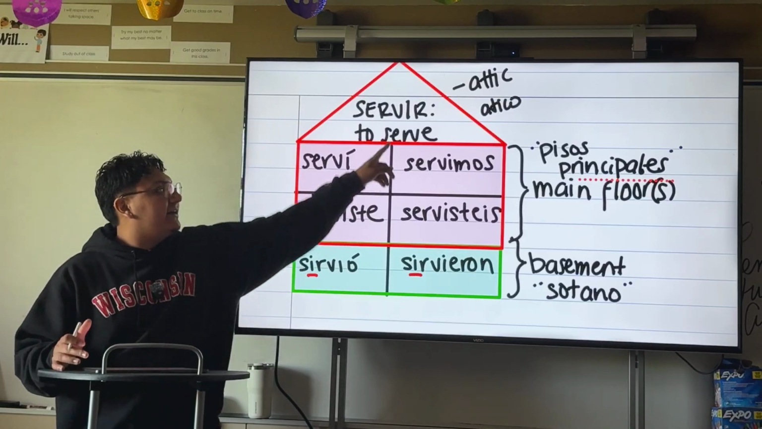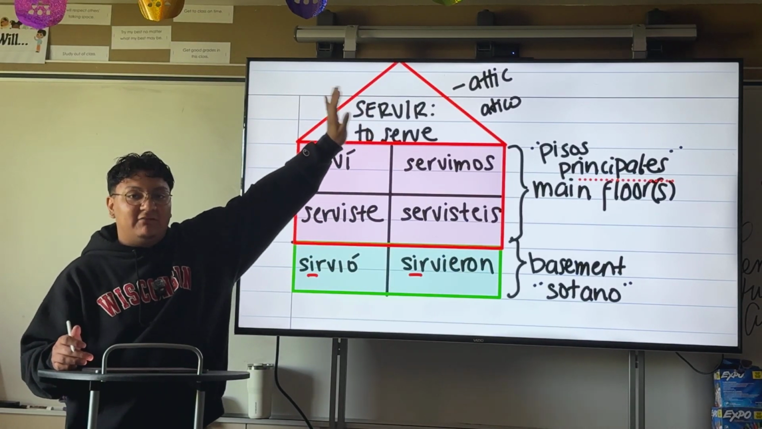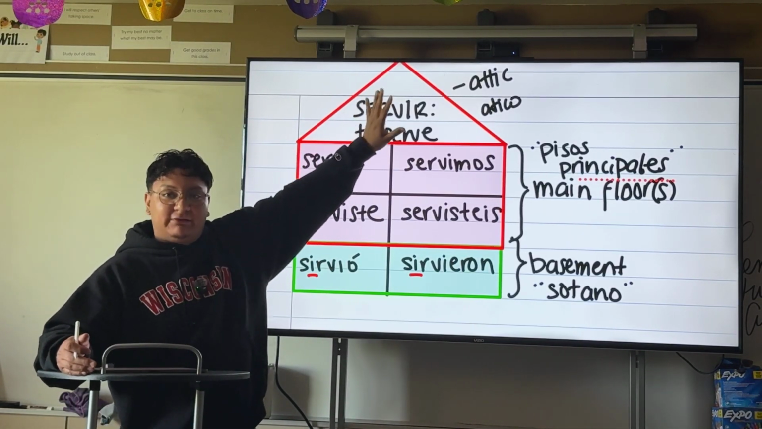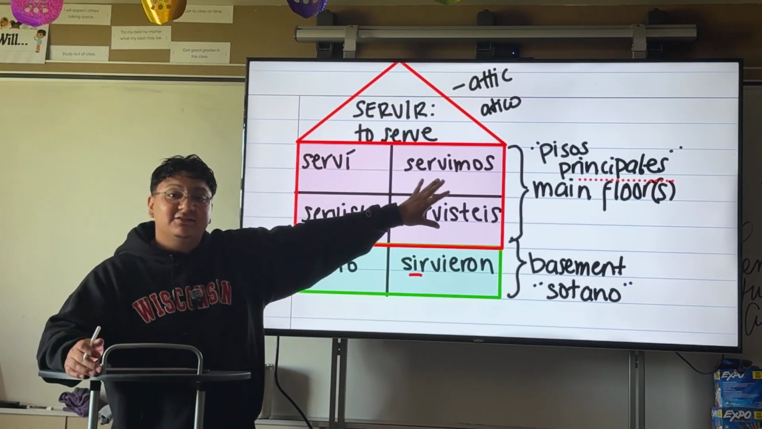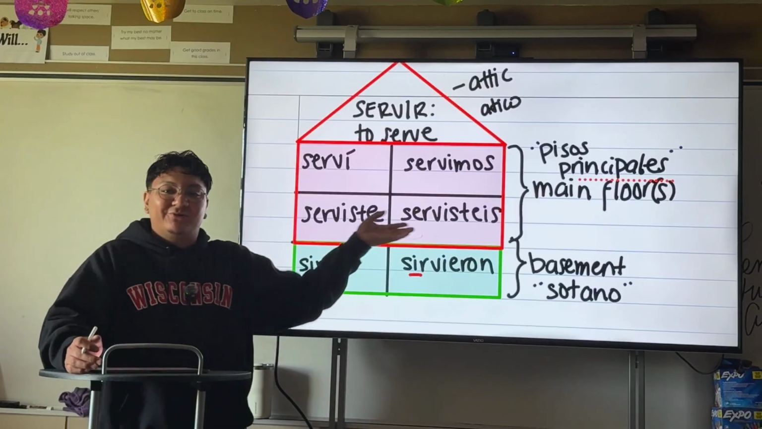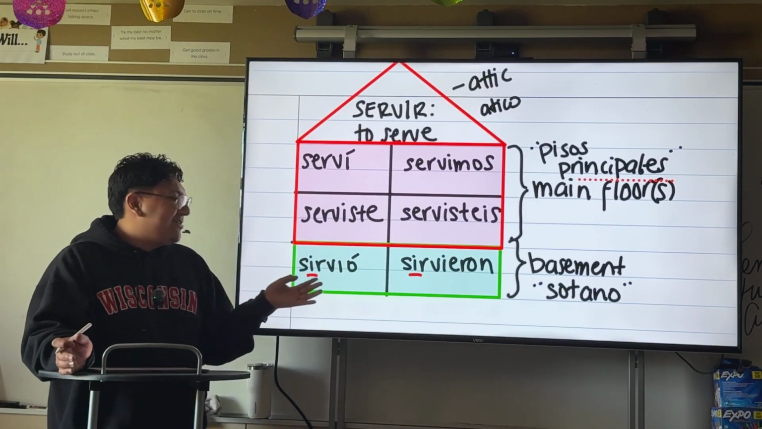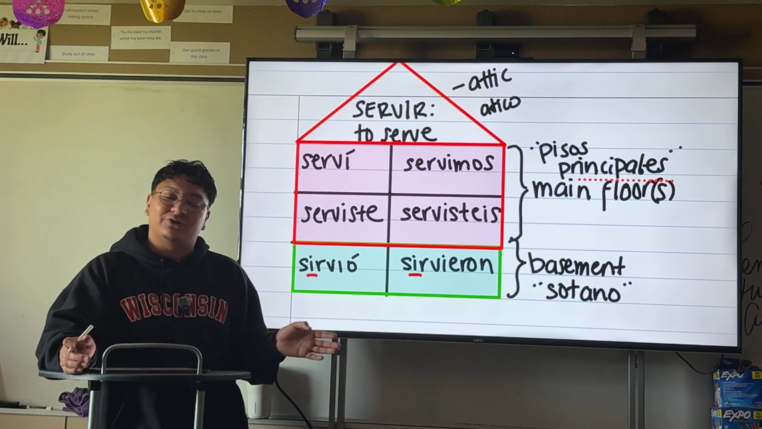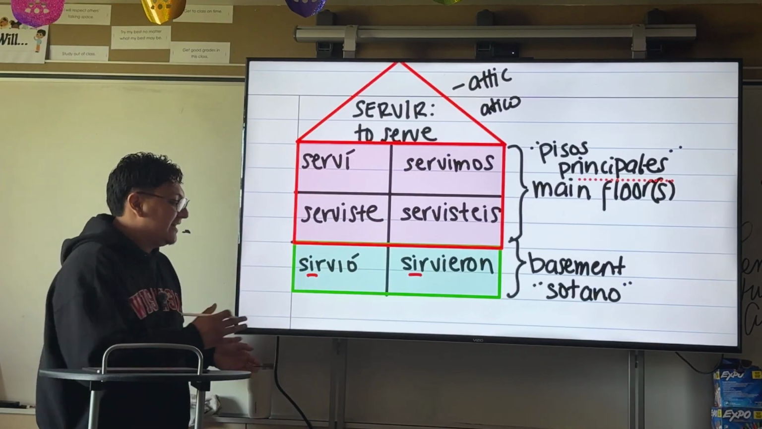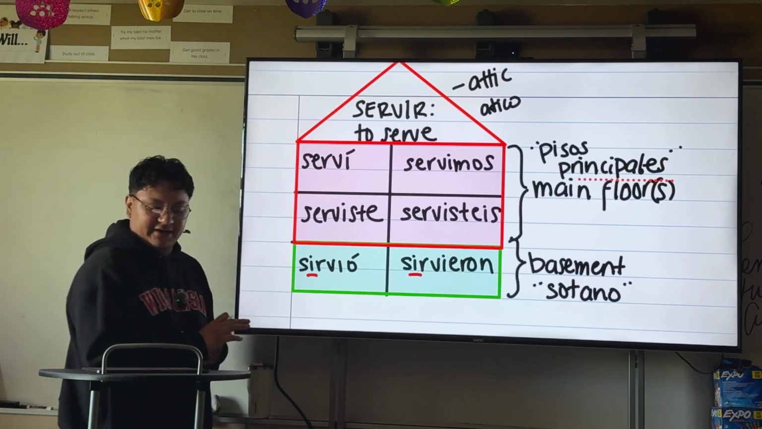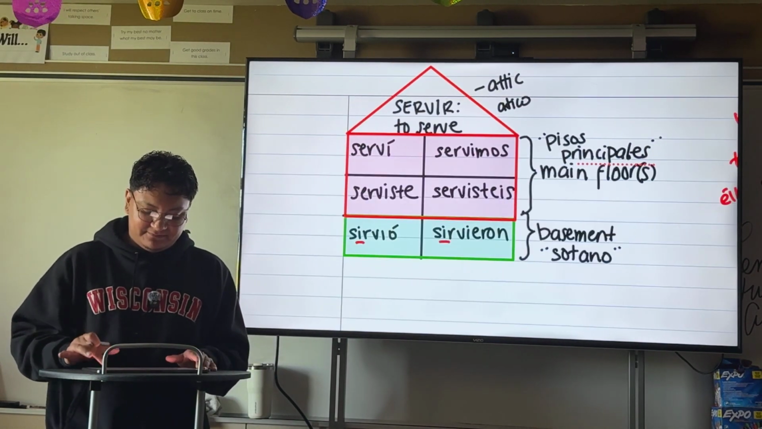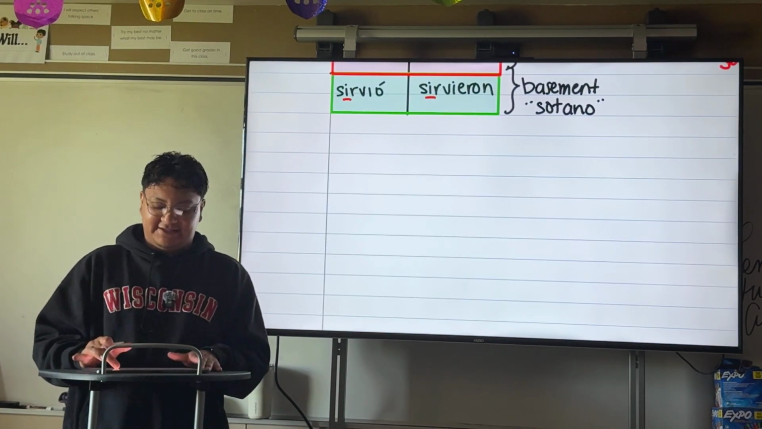So we have our attic. This is meant for storage. We do not play around with this. We leave this as is. Our main floors, or pisos principales, look very pretty. We don't want to do anything with them. We leave them as is. Our basement, or our sótano, is super ugly. We got to clean this up, which is why we renovate and change the stem. Okay? So now we zoom out and go right below our table we just worked on.